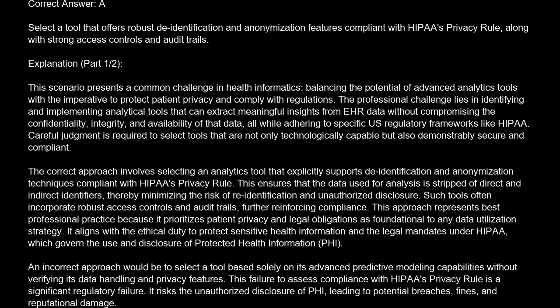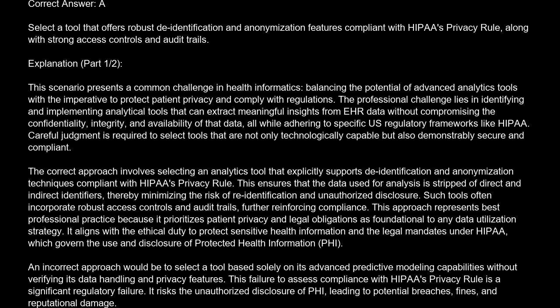The correct answer is A. Select a tool that offers robust de-identification and anonymization features compliant with the HIPAA privacy rule, along with strong access controls and audit trails. Explanation. This scenario presents a common challenge in health informatics, balancing the potential of advanced analytics tools with the imperative to protect patient privacy and comply with regulations.